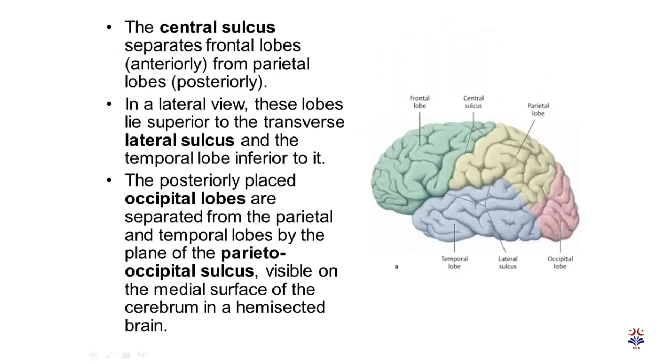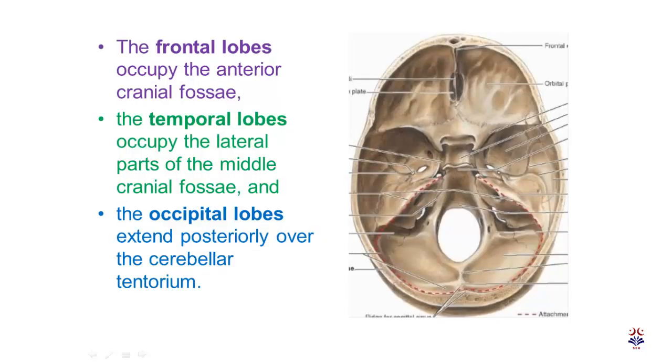This is the central sulcus. It separates the frontal and parietal lobes. And if you trace this sulcus, it meets with the lateral sulcus. So we consider the lateral sulcus, it separates the temporal lobe inferiorly from the two lobes superiorly, frontal and parietal. Here is the occipital lobe, which is separated from the parietal and temporal by the parieto-occipital sulcus. This is skull.